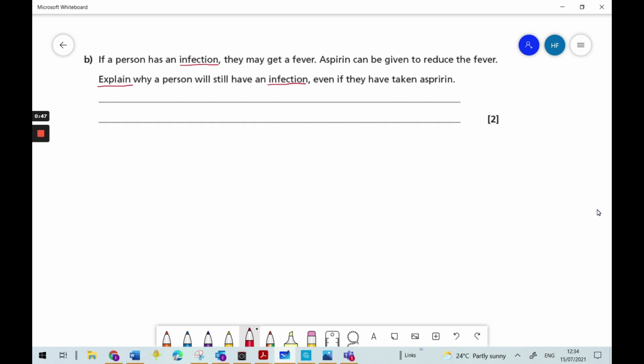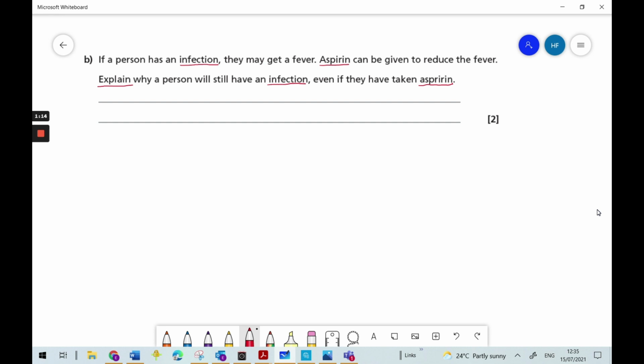What's an infection? What does that mean? Well, infection is when a pathogen enters the body and causes disease. We've also got aspirin here and here. What's this? Well, aspirin is a painkiller often used to reduce the symptoms of an infection. Painkillers like aspirin or paracetamol can be used to treat symptoms of infections such as headache or fever.